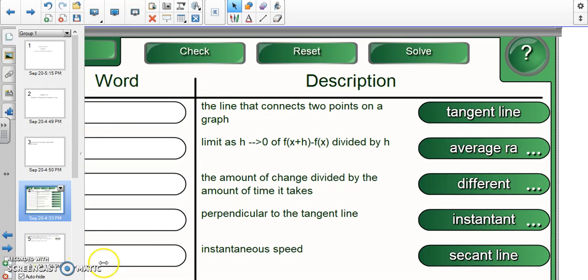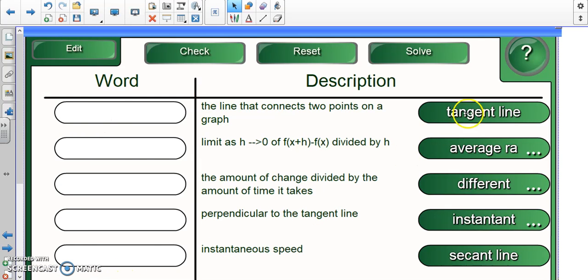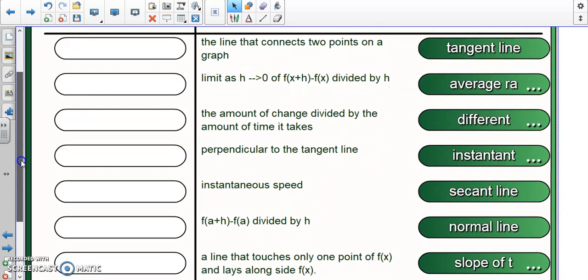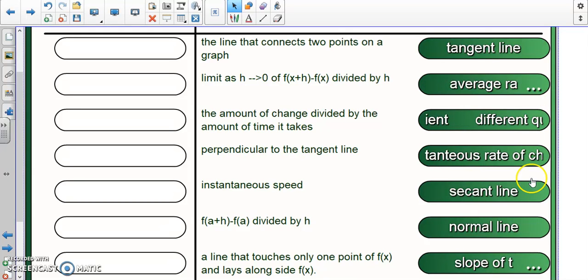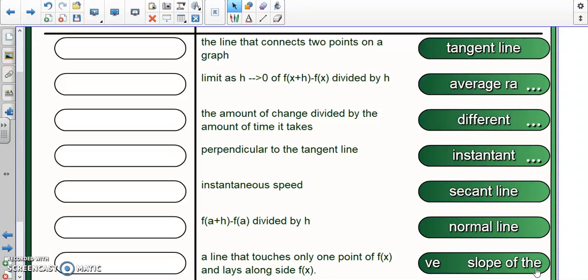So here are our words, right? Some vocabulary words. And let me make it so they're all on the screen. We just want to match these up. We have tangent line, average rate of change, difference quotient, instantaneous rate, secant line, normal line, and slope of the curve. That's what we got. So we're going to look at this and we're going to match them up.